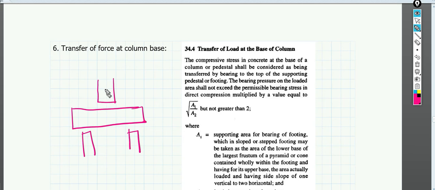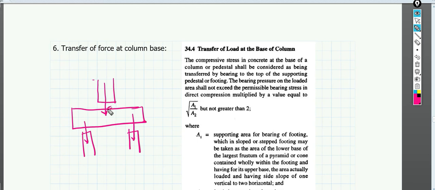So basically what is happening is that the column is transferring the load to the pile cap, and then the pile cap is transferring the load to the piles. So far we have assumed that there is no problem with the transfer of load, but we also have to check whether the structure or the joint is able to transfer the load.